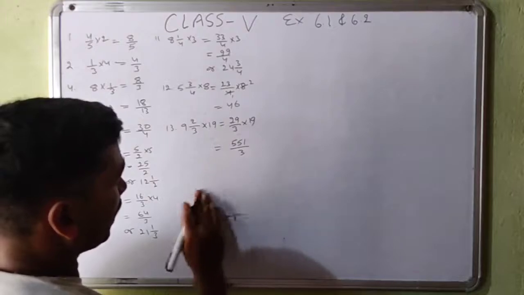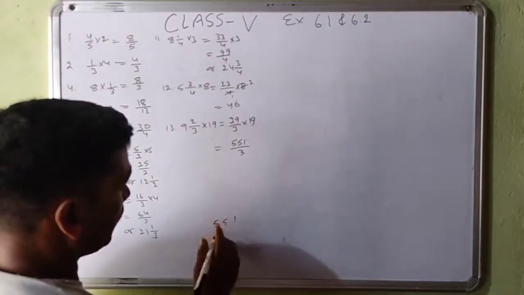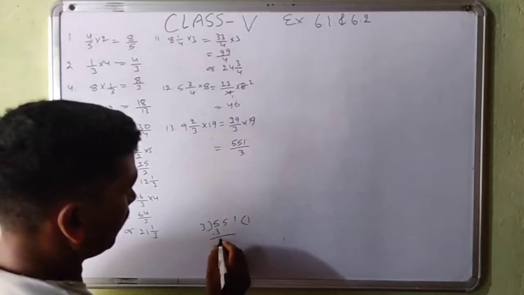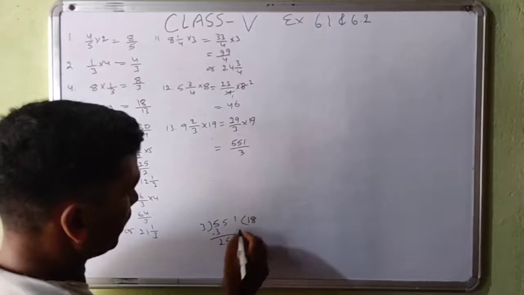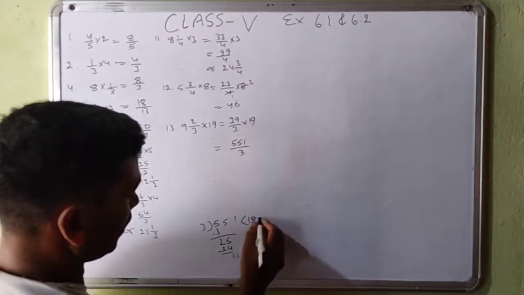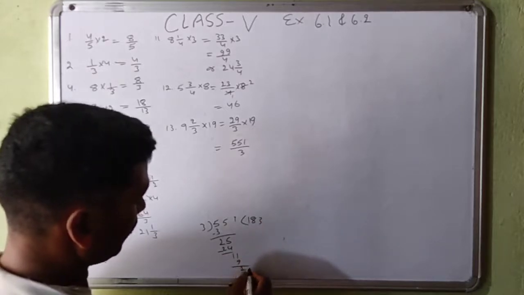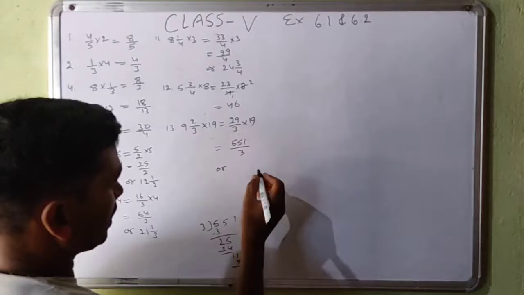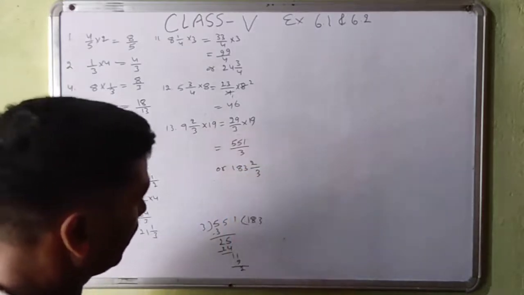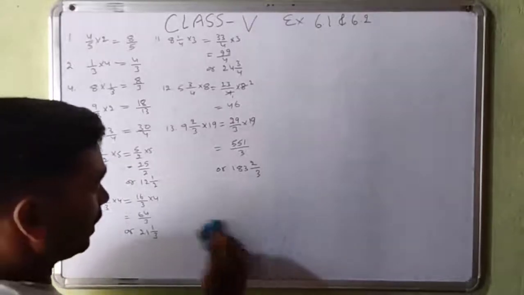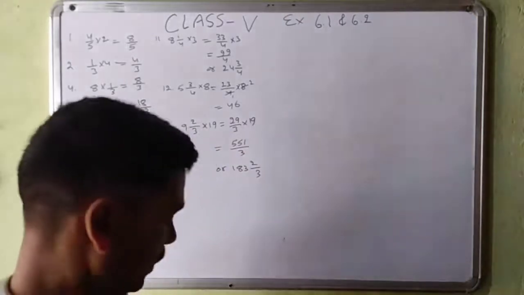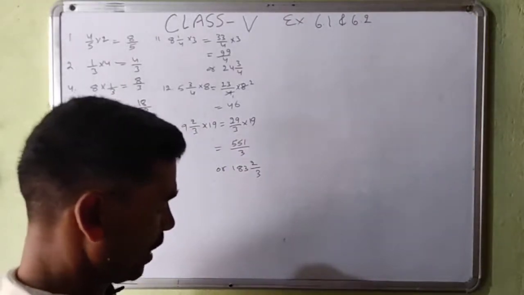Or also you can write in mixed fraction, divide by 3. 3 1s are 3, and then 2 is left, 5 3 8s are 24, then left is 1, 1 3 3s are 9, and then left is 2. So you can write like this, 183 whole 2 upon 3, right? Now the exercise number 6.2. First is fill up, second find the product.